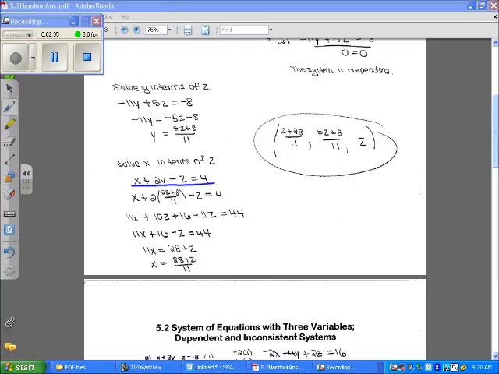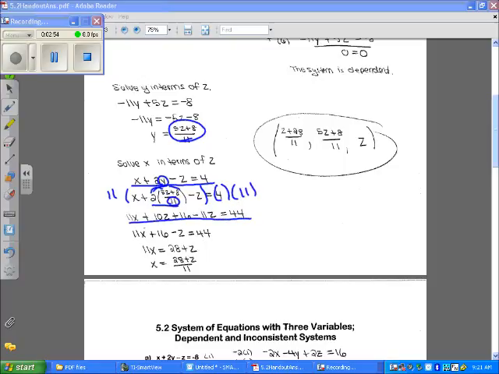The first thing I do is I replace y with 5z plus 8 over 11. So that's my first step. Now I'm going to clear up my denominator. Since it's 11 here, I multiply both sides by 11. And I also apply the distributive property here. And this becomes my new equation.